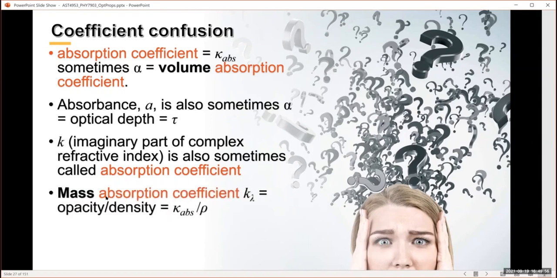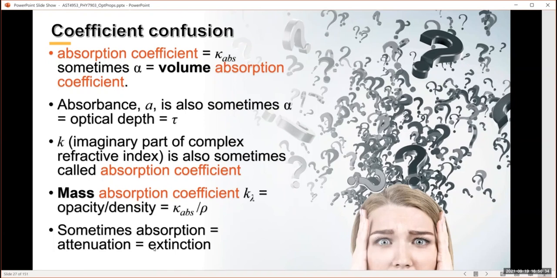And then we have the mass absorption coefficient, and that is the opacity. And so kappa, the volume absorption coefficient over the density. So this has got a mass component in the units. So it has to do with how much material you have in terms of mass. Confused yet? The point of this is that it can be very unnerving to not know what all the letters mean, and it's useful to keep good notes and figure out your own way of making the terminology work.